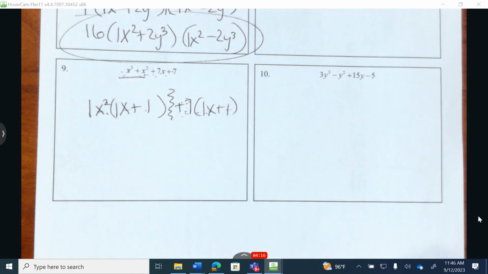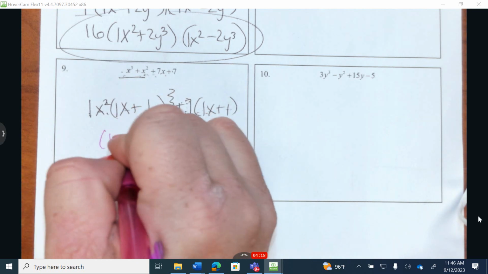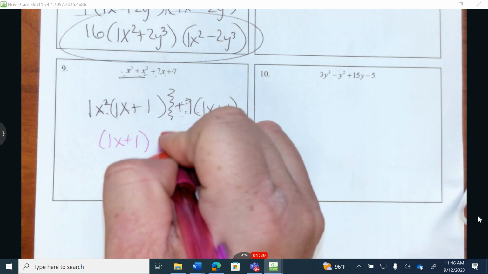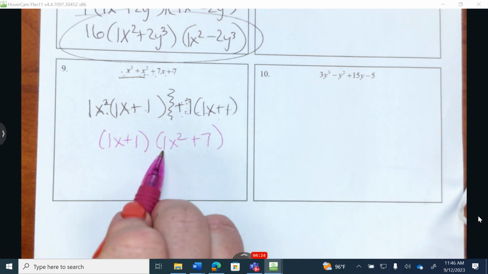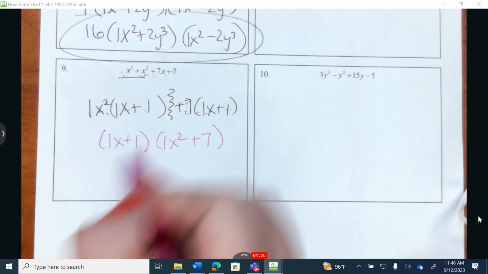What is next? Okay, well, let's see. They both have a 1x plus 1. In front of the first group is 1x squared. In front of the back group is a positive 7. You don't need to put a 1 in front of the x's. It's okay if you did.